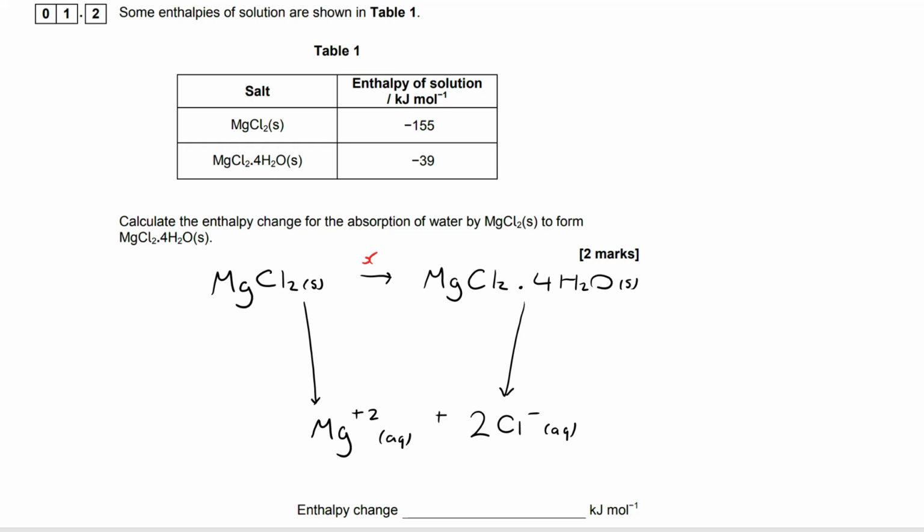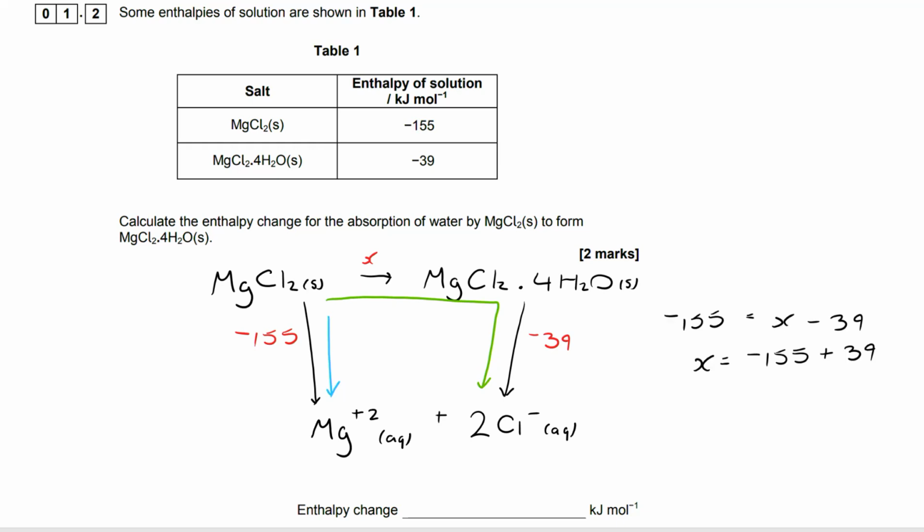Now you'll notice this isn't balanced for water, but that doesn't matter for what we're going to do for the calculation. What does matter is that I've got the values -155 and -39, and I can also identify my two routes within the cycle. They both start at MgCl2 solid, and they both end at Mg2+ and 2Cl-, both aqueous. With that in mind, I can now make X the subject. I can find my two routes, I can rearrange to make X the subject, and I get my enthalpy change of -116 kilojoules per mole.